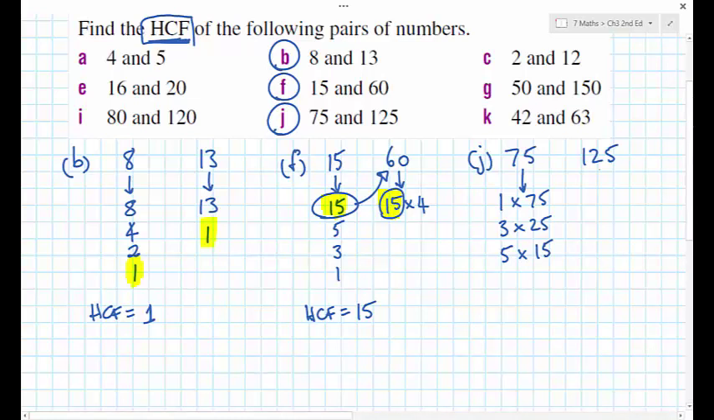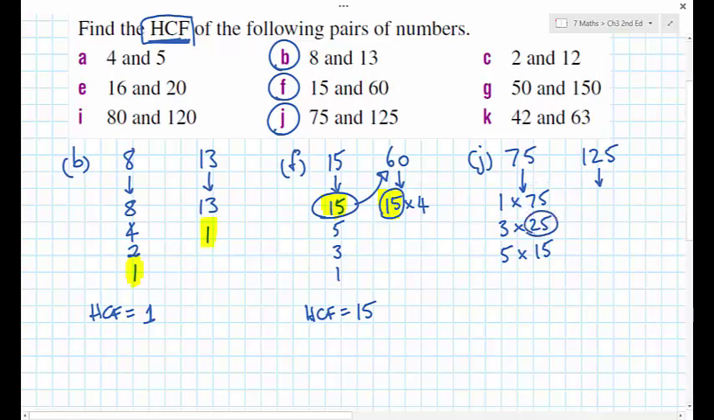I don't need to start listing out any of the other factors at the moment, because what I'm going to do now is look at the highest factor here and think, can 75 divide into 125? No, it can't, because 2 lots of 75 will be 150. So it's not going to be the highest common factor.